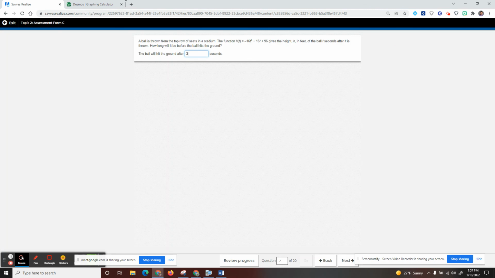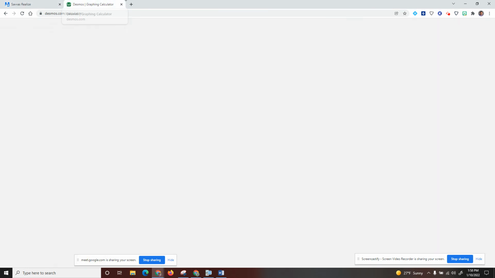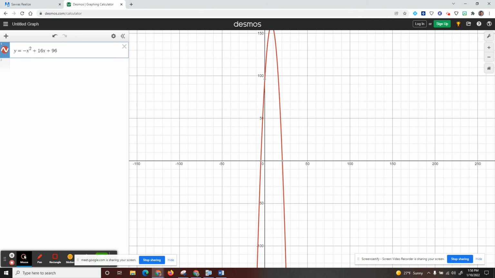All right, identify the interval on which the function y equals negative x squared plus 5x plus 14 is positive. So we're going to graph this as well on Desmos, and then we can talk about where the function is positive and where it is negative, and how you can tell. So negative x squared plus 5x plus 14. Okay, there we go. Let's zoom back in a little bit.